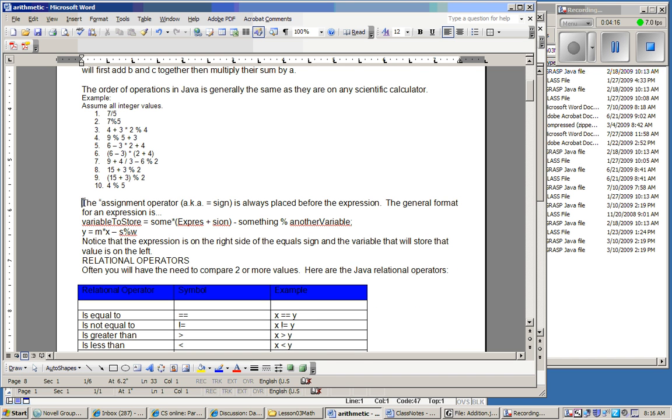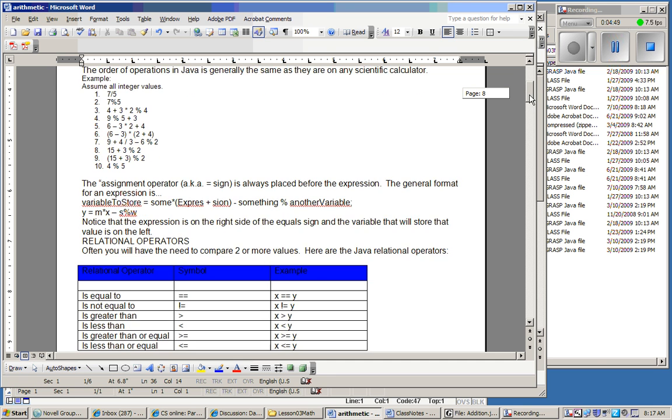Okay, so you notice that I always put my variable on the left side. That's the variable that's going to store whatever solution. And then the equals is considered the assignment operator. It's going to assign a value to the thing on the left. And then your expression is going to be to the right. That's always the way it works. So it's always going to be variable equals and then expression.